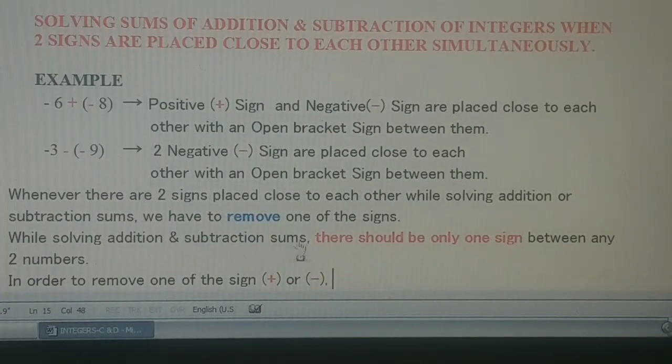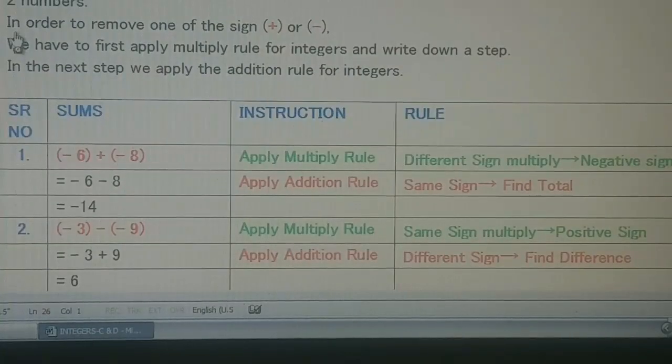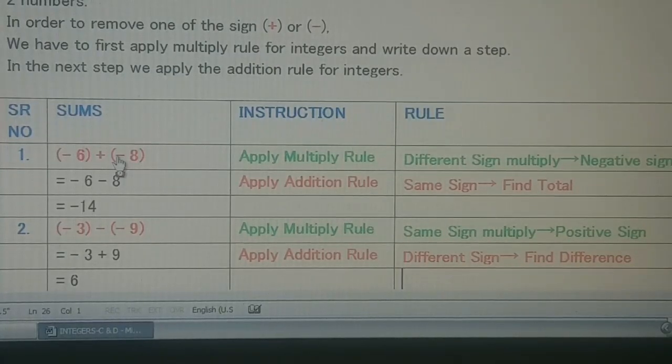While solving addition or subtraction sums, there should be only one sign between any two numbers. In order to remove one of the signs, positive or negative, we first apply the multiply rule for integers and write down a step. In the next step, we apply the addition rule for integers. That means such sums can be solved in 3 steps, minimum 3 steps. In the first step, we apply the multiply rule, and in the second step, we apply the addition rule. And in the third step, we solve the answer.